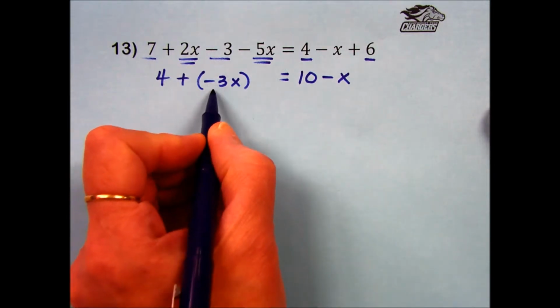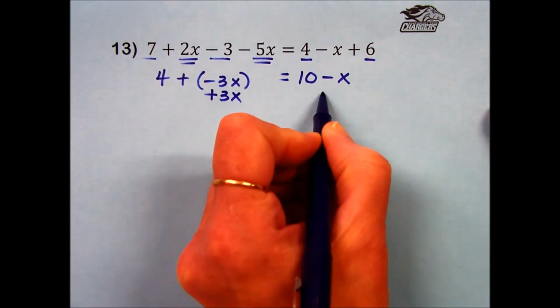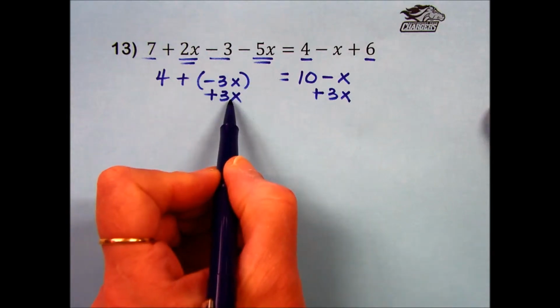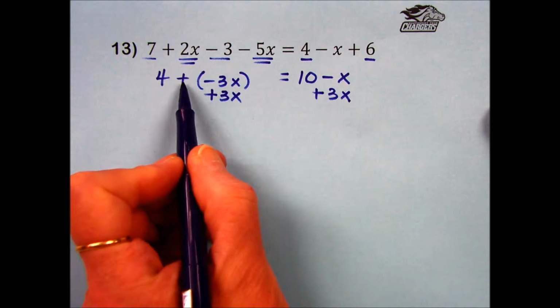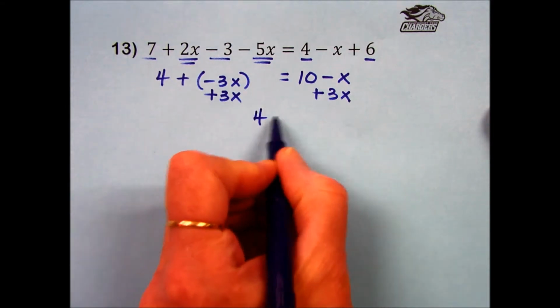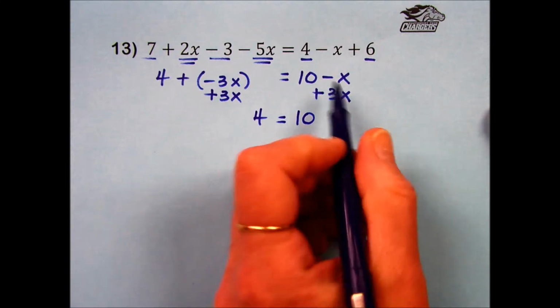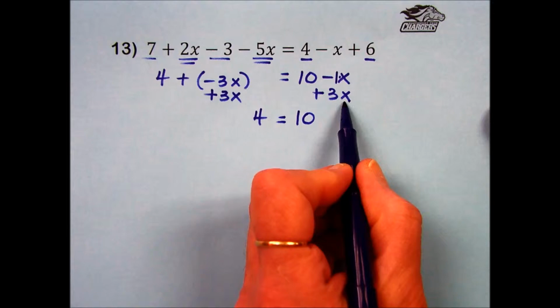Well, the larger looking is this negative 3x. So adding positive 3x to both sides eliminates the x on the left-hand side. Negative 3x plus 3x is gone. 4 plus 0 results in a 4. On the right-hand side, we have 10 minus x plus 3x. That's a negative 1 plus 3.